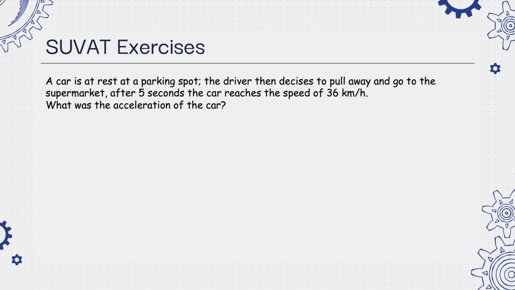First of all, we have to write the data. Here it seems we just have two data and they are not enough, but the text usually gives you a third piece of data, at the start of this first sentence: a car is at rest. It means that the initial velocity is 0. Initial velocity is 0, the final velocity is 36 kilometers per hour, and the time is 5 seconds.